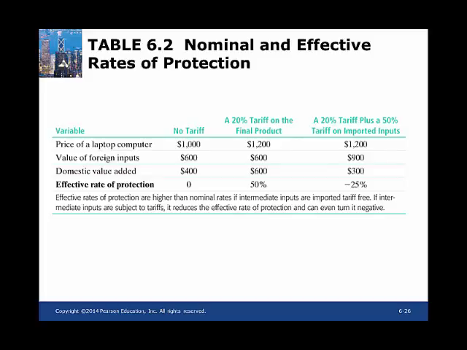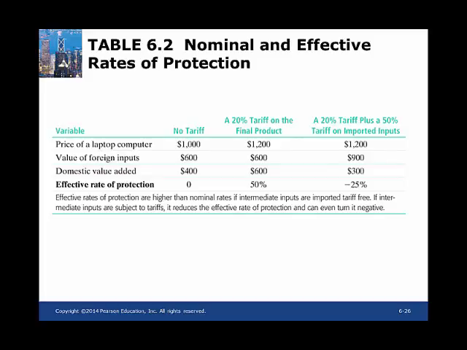$900. Domestic value added with no tariff is $400. With a 20% tariff on the final product, $600. Domestic value added with a 20% tariff plus a 50% tariff on imported inputs is negative 25%, or $300.